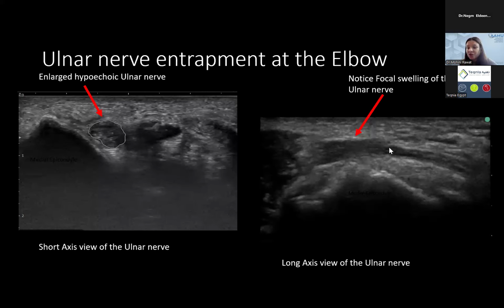So we see constriction site, which is physical constriction, hourglass deformity. We see the swelling, we see the loss of texture. So we see all the features here. So this is typical for ulnar nerve entrapment at elbow. That's where we see the entrapment site.